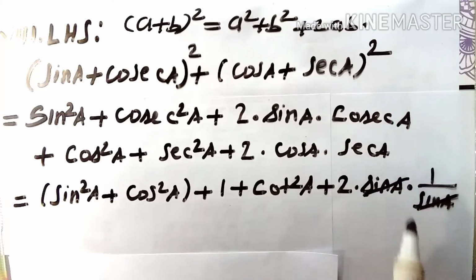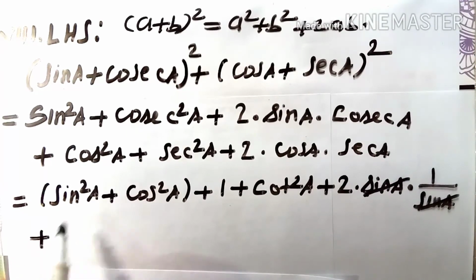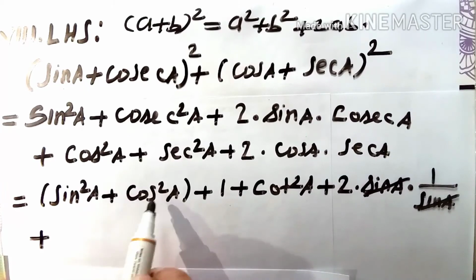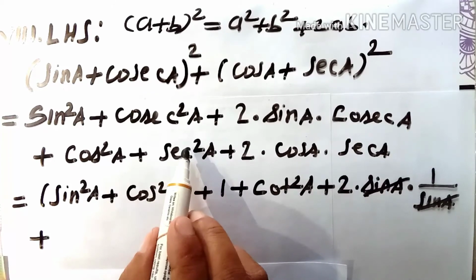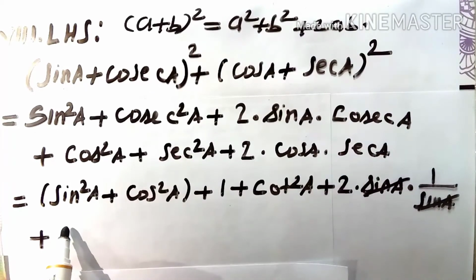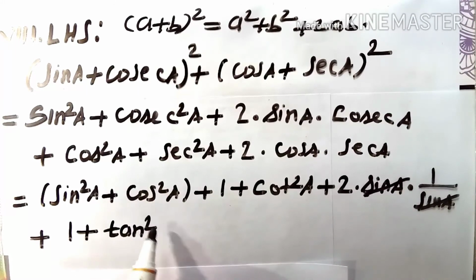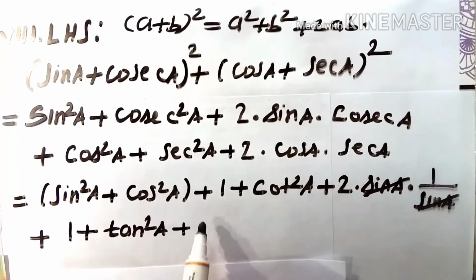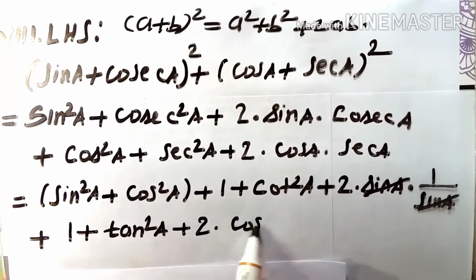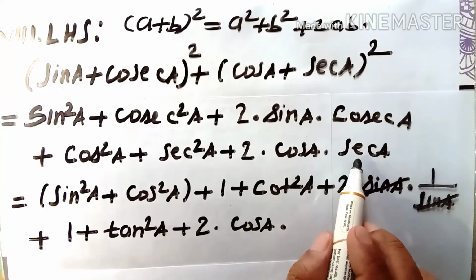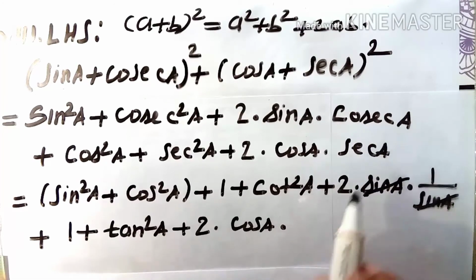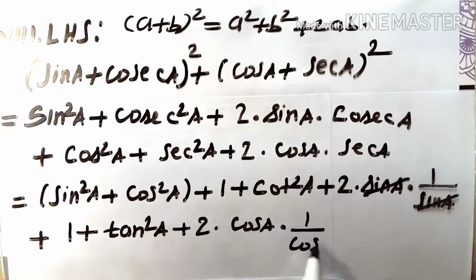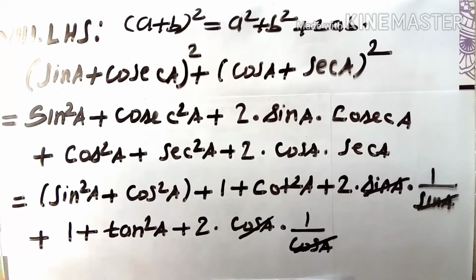So sin we can cancel. After that, plus cos square A, that I've already taken. After that we are left with sec square A. Since it has a square, you can take the identities. We know that sec square A is equal to 1 plus tan square A, plus again we have 2 into cos A into, now the given term sec, you'll have to change it into sin, if not cos. So the reciprocal of sec is 1 by cos theta. So cos A we can cancel.